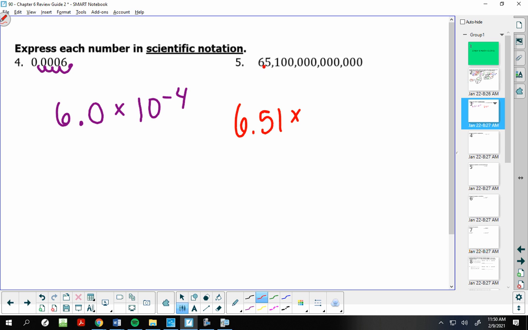.51 times 10 to the 1, 2, 13. Since it's a really big number, it's going to be a positive exponent. So really big numbers have positive exponents.